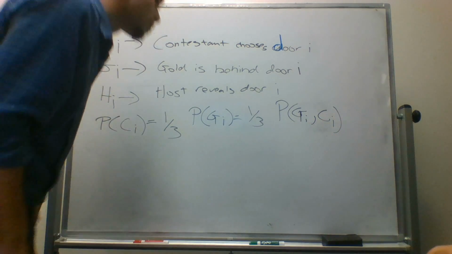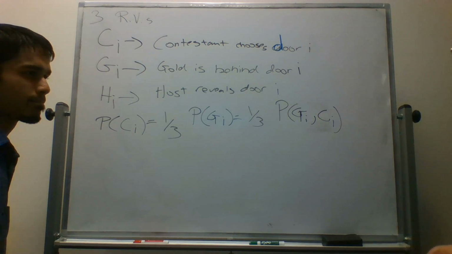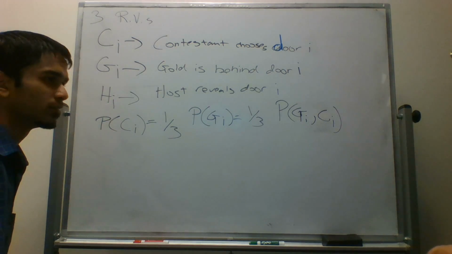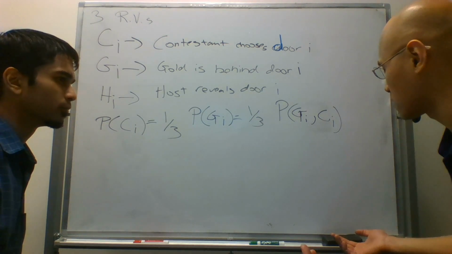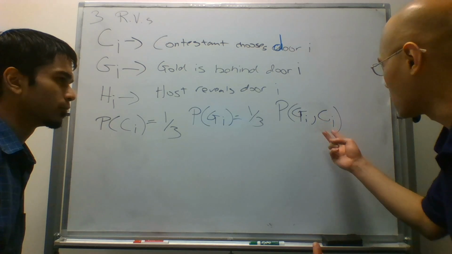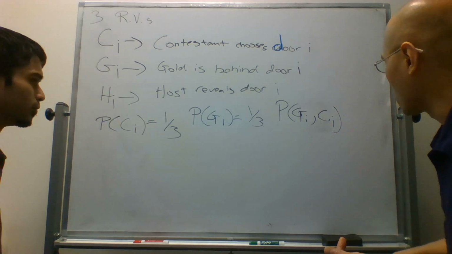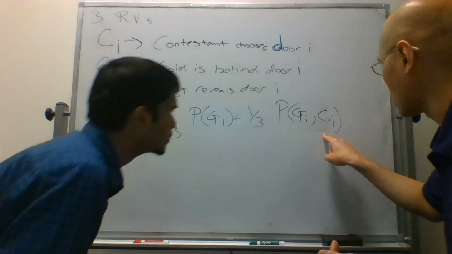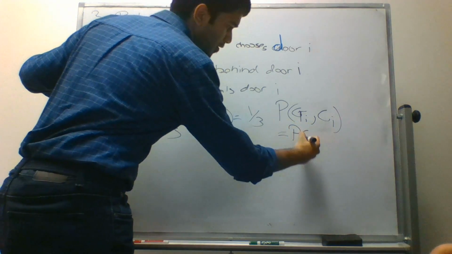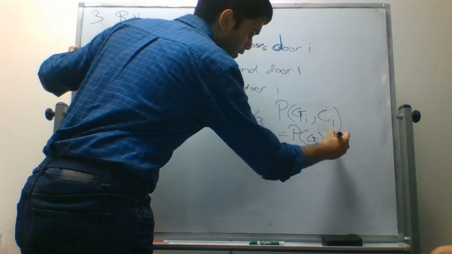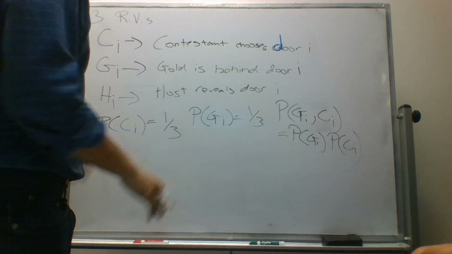The gold and the contestant don't know each other. The contestant doesn't know where the gold is, and the gold is an inanimate object, so the gold doesn't know what the contestant's thinking. These 2 are clearly 2 independent variables. And so the joint probability between these 2 should be just the product of the marginal probabilities. Product of probability. There you go. So we have that.